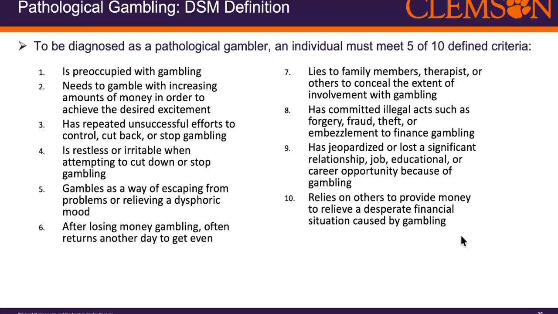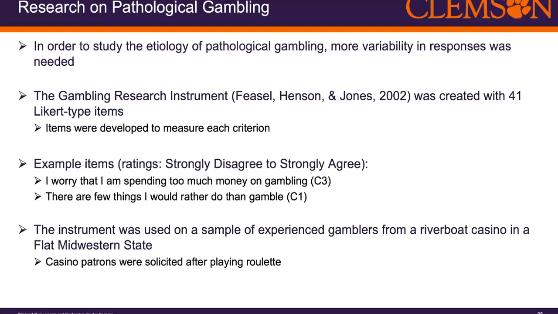Turns out there is a definition. You can have a problem or become a pathological gambler. The Diagnostic and Statistical Manual of Mental Disorders, or the DSM, says to be diagnosed as a pathological gambler, you have to meet 5 of 10 defined criteria. So these are the 10 criteria. There are very benign things, like being preoccupied with gambling, and there are quite serious things, such as having committed illegal acts such as forgery, fraud, theft, or embezzlement to finance your gambling. So there are a lot of different ways you could be considered to have a problem.